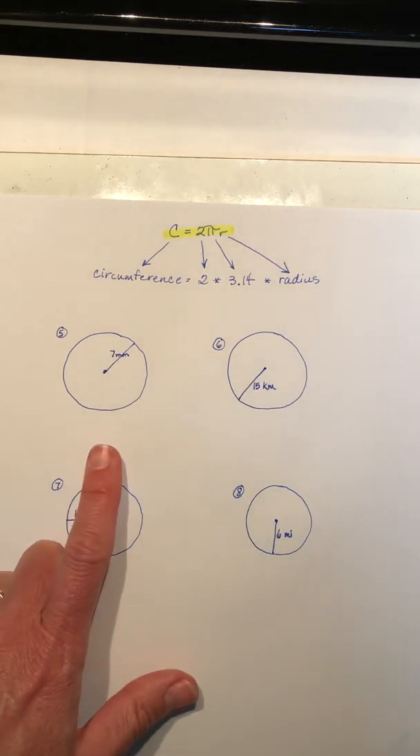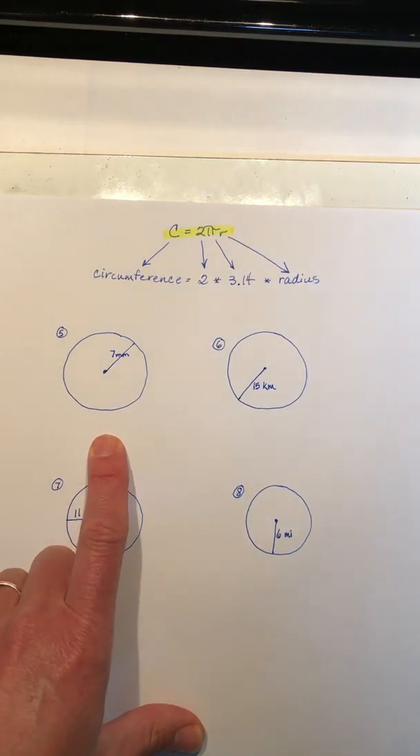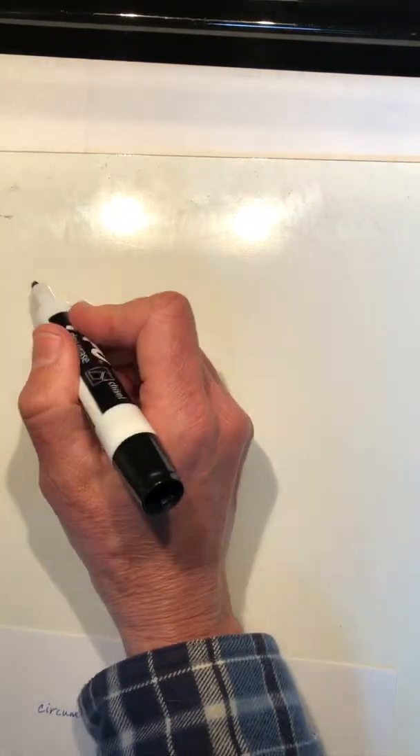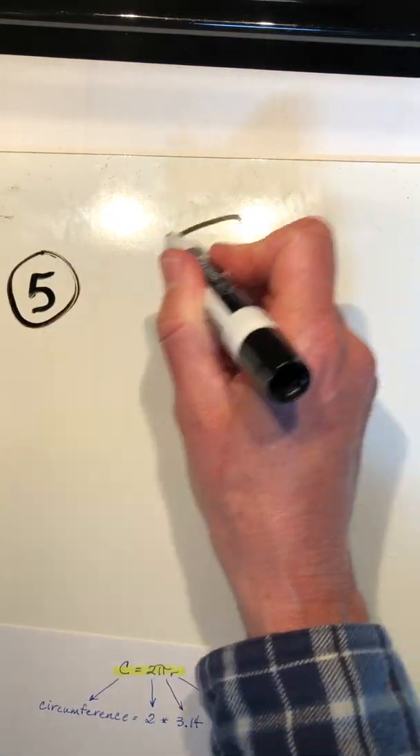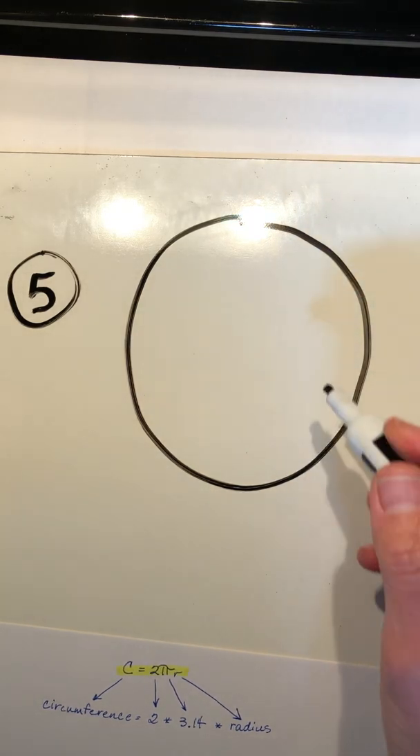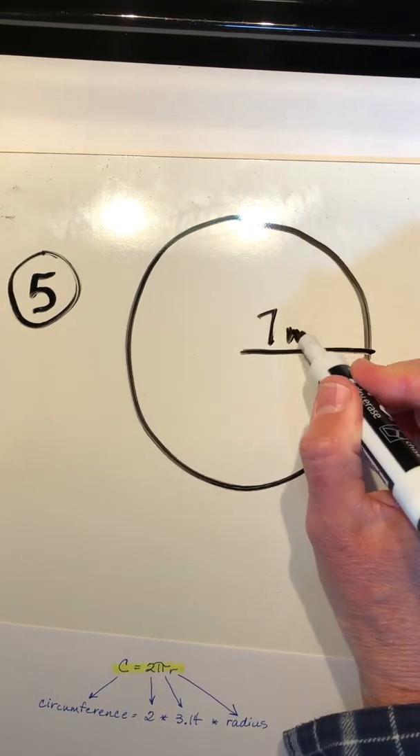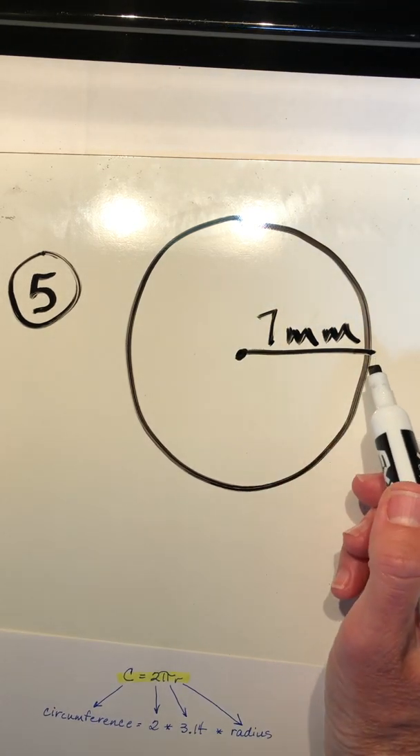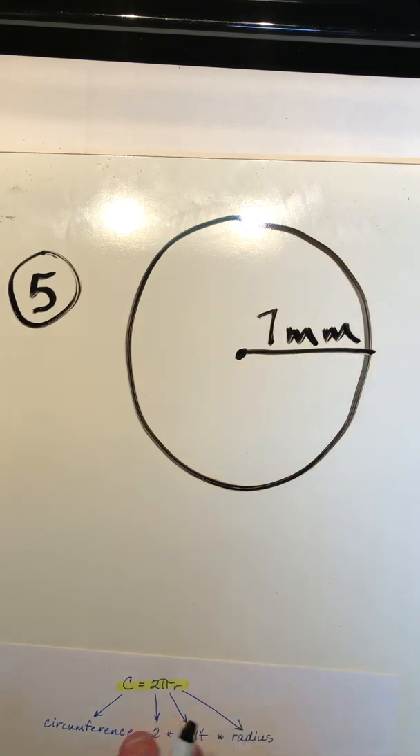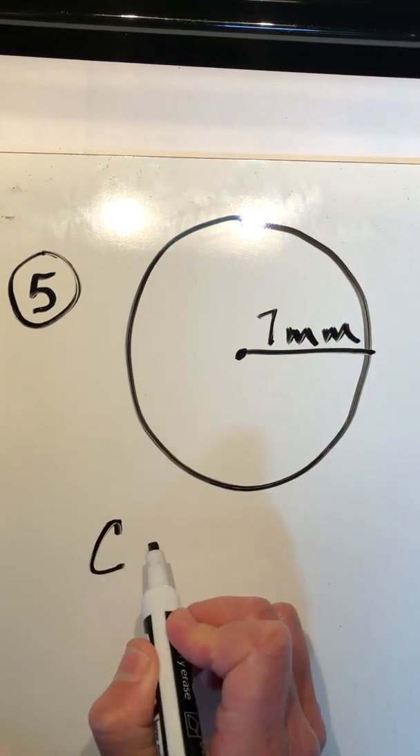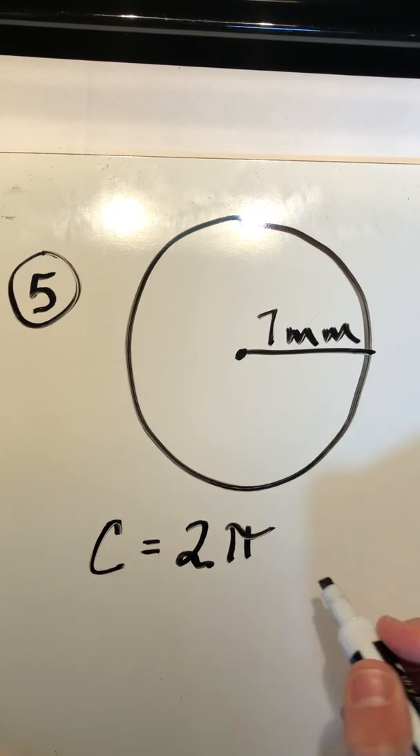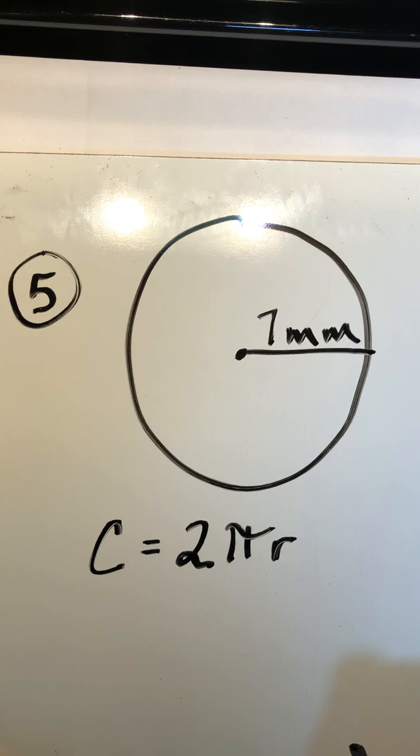All right, so let's take a look at number 5. So you're writing number 5 on your paper. You're copying the circle that has a radius of 7 millimeters. I'm going to copy that onto my whiteboard. There's my circle. And it's 7 millimeters. And again, half the distance across the circle is the radius.